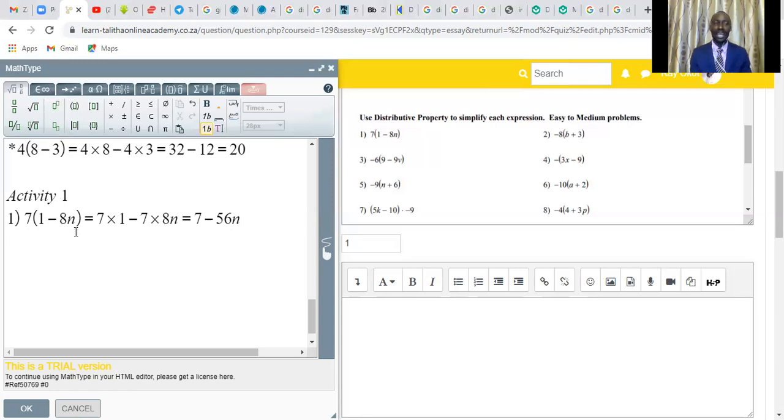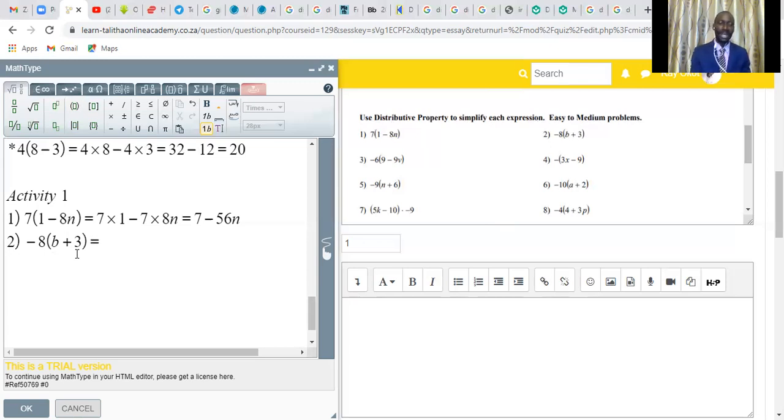Now, the next thing we want to look at is the second question, which is, well, negative 8, and inside the bracket we have what? We have a b plus a 3. So there we go, a b plus a 3. The question is, how do we handle this? Well, we have to distribute 8 onto this and then 8 onto that.